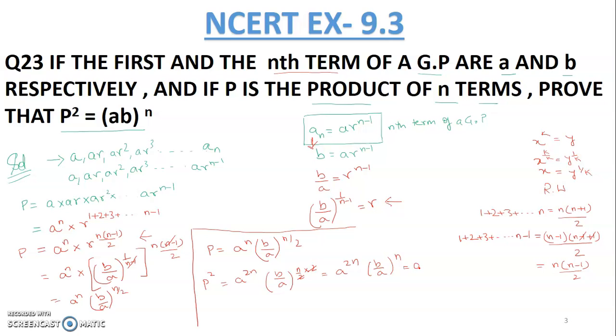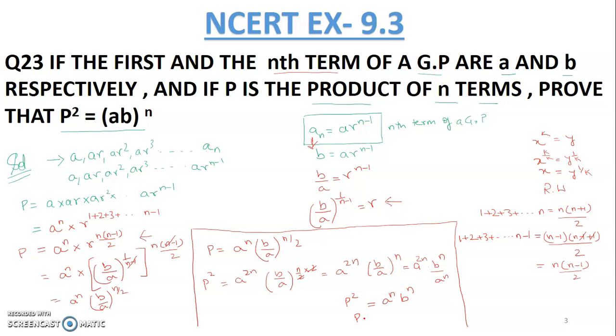If I open this bracket again, I will be getting a raised to the power 2n into b raised to the power n upon a raised to the power n. See, if I remove this bracket, so b raised to the power n, a raised to the power n. So 2n is here and n is here. So when base is same and it is in division, so power will be subtracted. So 2n minus n is equal to n, which is equal to a raised to the power n, b raised to the power n. Okay, so this is your p square.